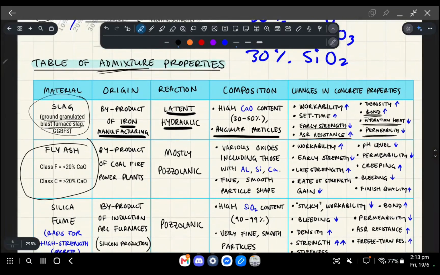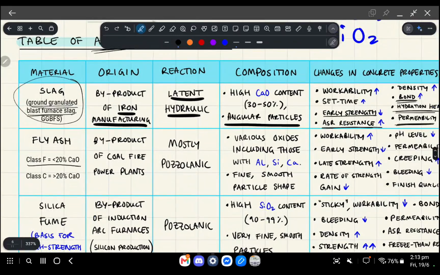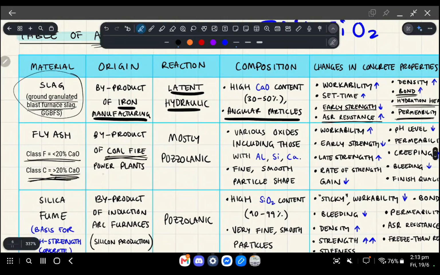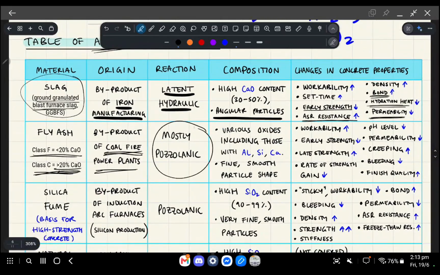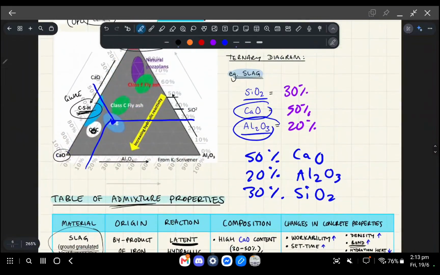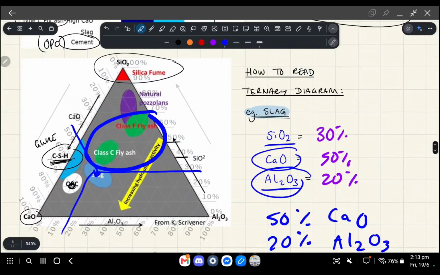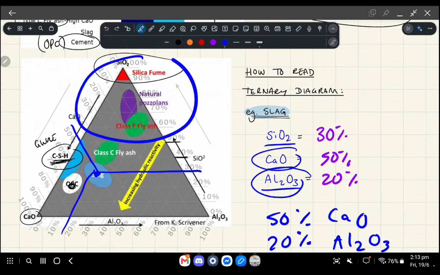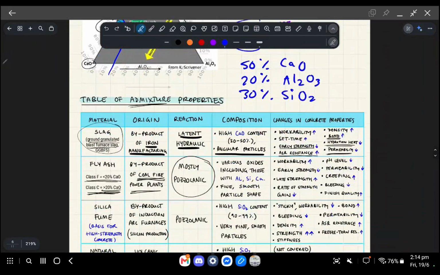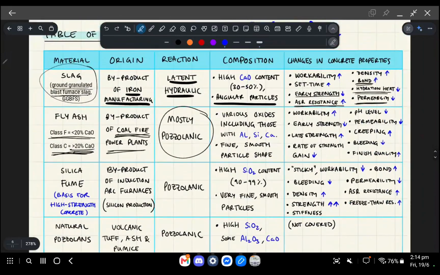So fly ash, and there's going to be two types, right? There's class F and class C. Class F has a low proportion of calcium oxide, whereas class C has a high proportion. This is a byproduct of coal-fired power plants, and this is a mostly pozzolanic reaction. So this is the fly ash, and these are your pozzolans, basically.